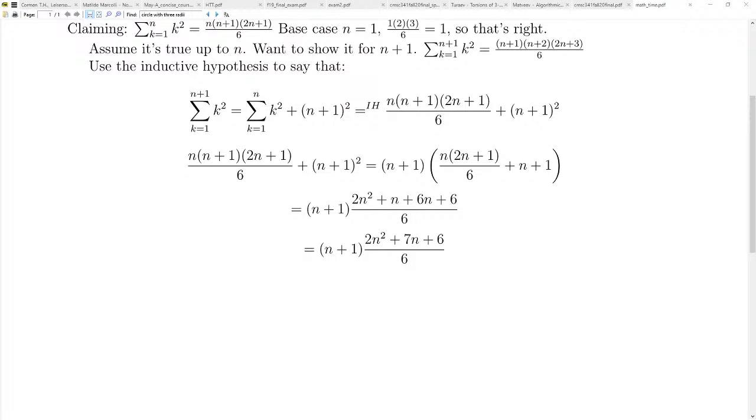I'm sure most of you have done the algebra already for the other one. I think the other one's actually a little bit easier than this one. This one's a smaller degree, but it's actually a little bit harder in terms of the algebra. And that's just how life is sometimes. And so there you go. You get n plus 1 times n plus 2 times 2n plus 3, all divided by 6, which is the formula we wanted to prove.